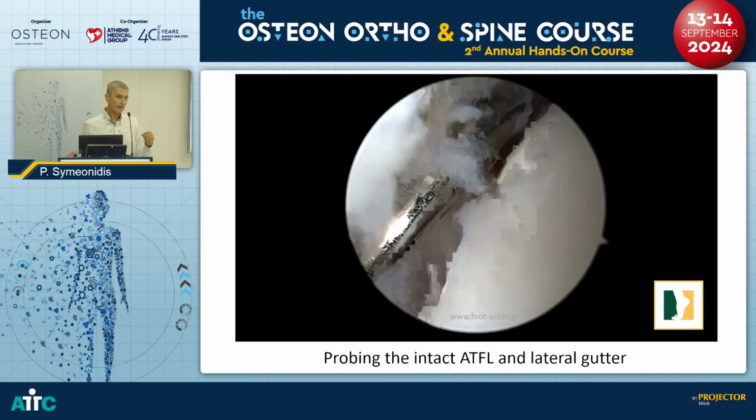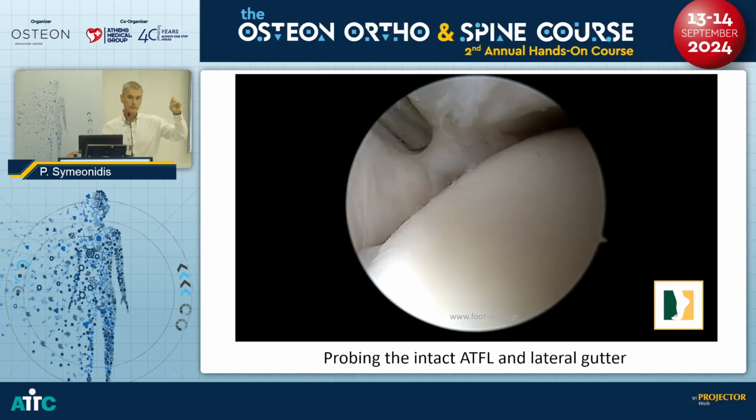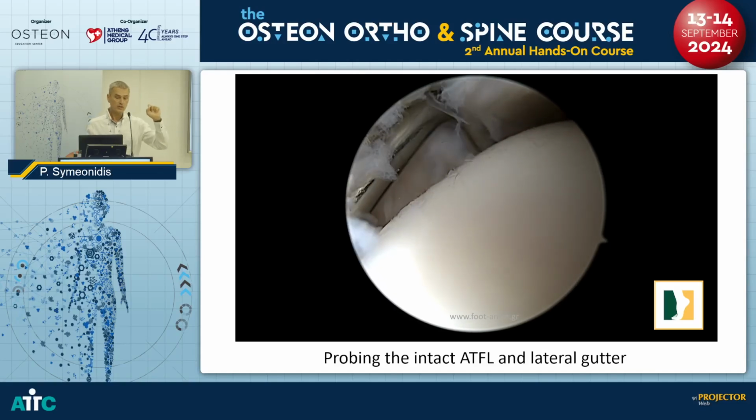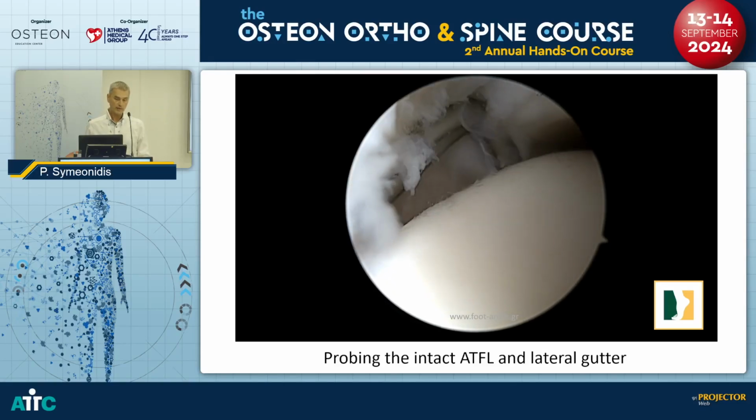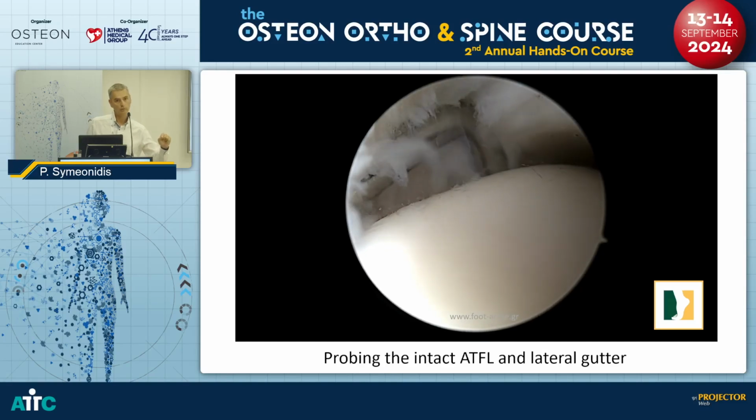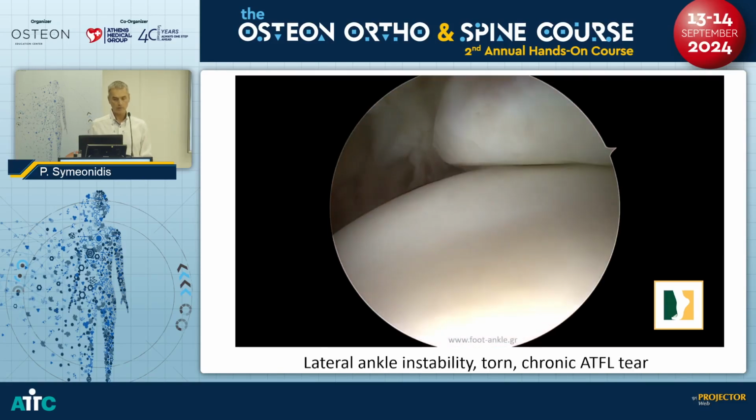And if you're trying to push in the anterior syndesmosis, you have a resistance. You cannot do even if you apply force. And of course, you cannot easily slide your probe in the lateral gutter. This is the normal looking. Let's go to the abnormal.